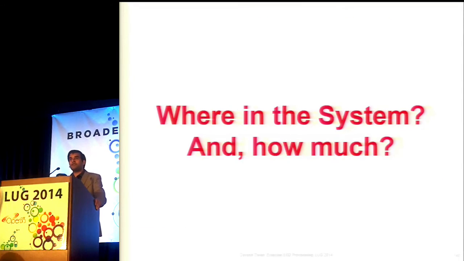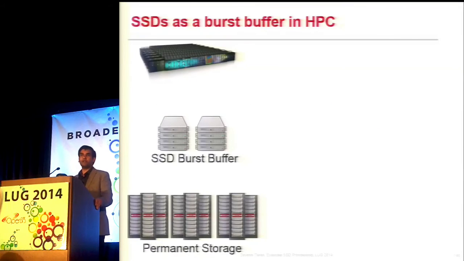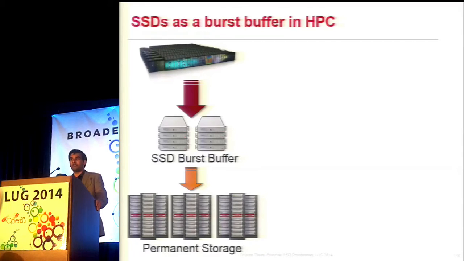Okay, let's say this problem is not that aggregate, then can we think about where in the system and how much? So typical scenario is, we'll think about SSDs as burst buffers, so compute nodes will write to burst buffer, and burst buffer will actually write to permanent storage.